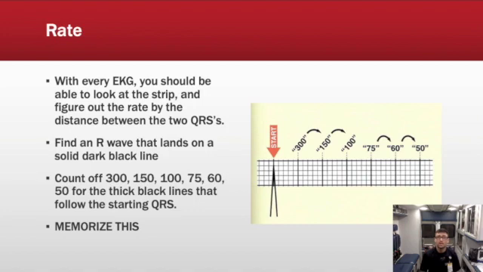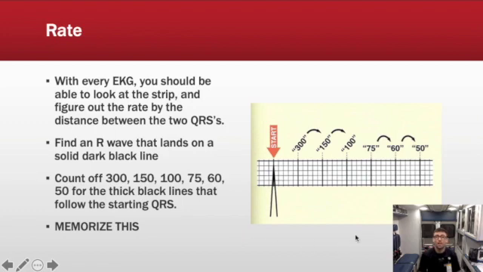So find the first R wave that you want to look at. So here we have an R wave, okay? If our next R wave was right on this line, it'd be 300 beats a minute. If our R wave was 10 millimeters past that, it's going to be 150. And if our R wave is 15, it's going to be 100, 75, 60, 50, and so on.